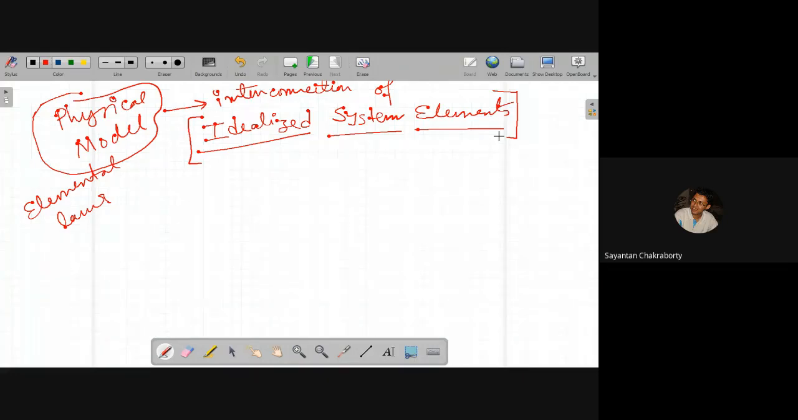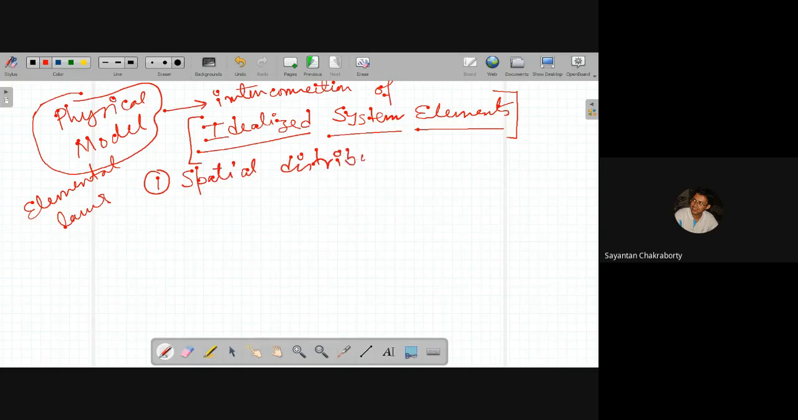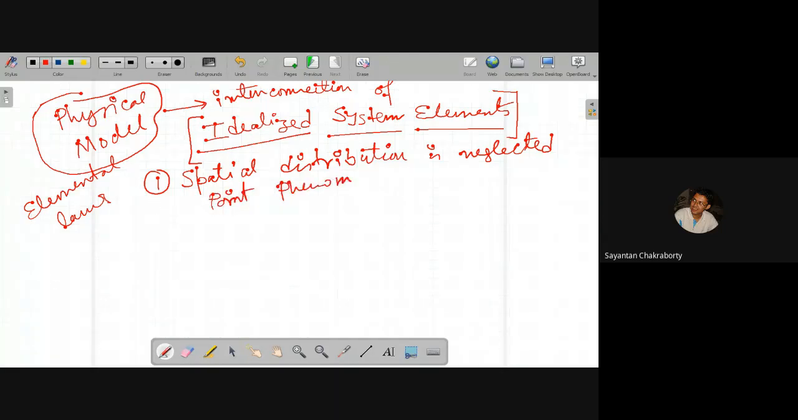So there are two very important points that should be noted in terms of this idealized physical elements or system elements. First of all, the spatial distribution is neglected. That is, it is considered to be a point phenomena. What does this mean, spatial distribution?